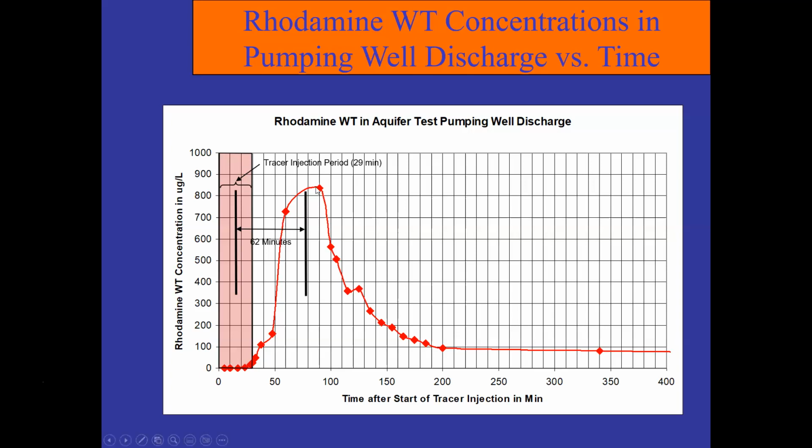So that's parts per billion. It didn't quite reach 1 part per million, but it was certainly very red. And then it tapered off pretty quickly. A little bit of tailing, which I think is probably indicative of a little bit of matrix diffusion into the limestone. Or it could be tracer getting hung up in the well interval a little bit and coming out more slowly. But it came at a pretty nice peak, 62 minutes.